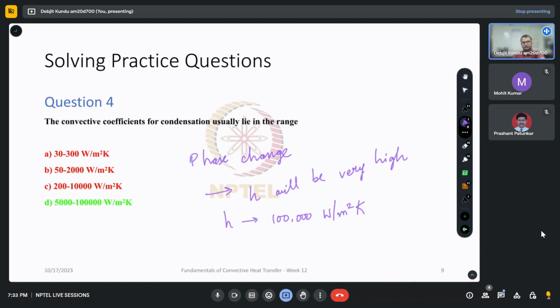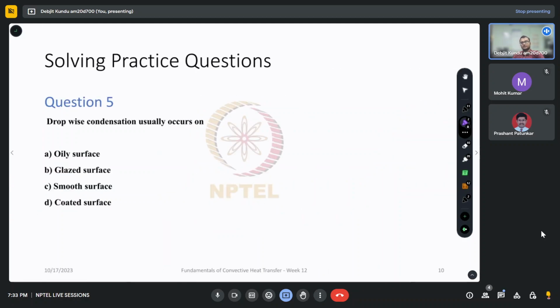Okay, so we will now move on to question number 5, which is asking us that dropwise condensation usually occurs on what? Oily surface, glazed surface, a smooth surface, or a coated surface? Where is the highest probability of getting dropwise condensation?